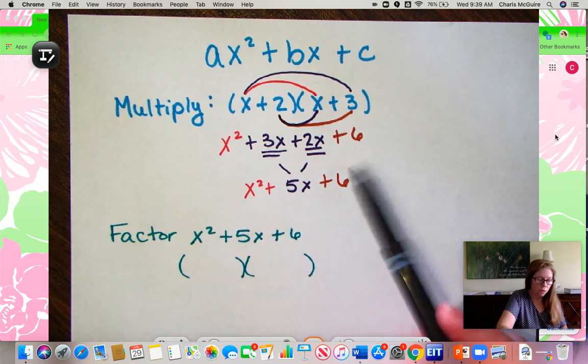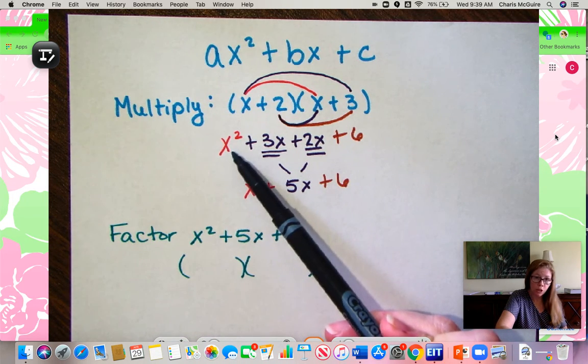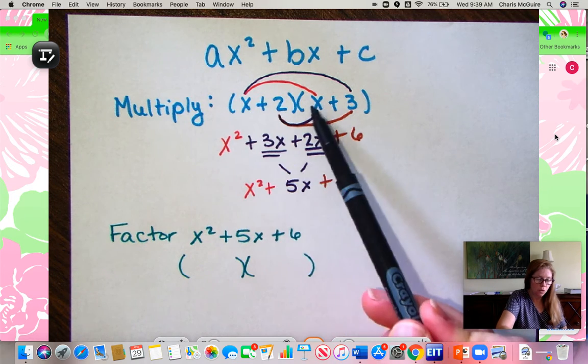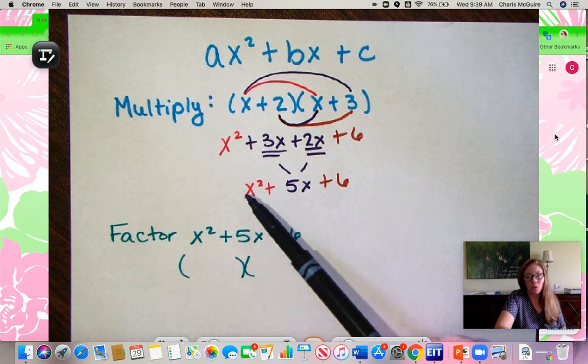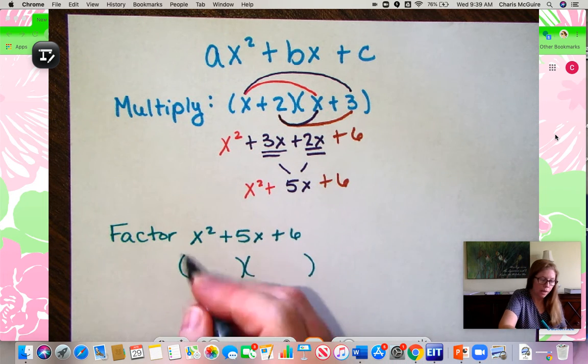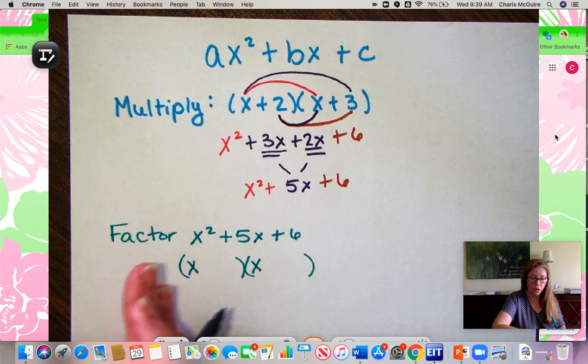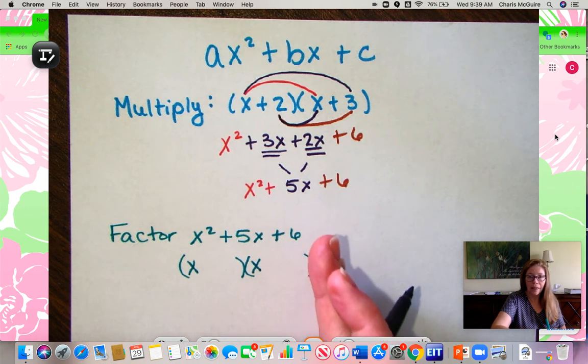All right, now what you have to remember is that this first term came from these first terms. And with an x squared, there's only one way to break it down. It's going to be x times x, but it goes in the first two places. All right, so now you did the first term. I'm going to have you go to the last term.